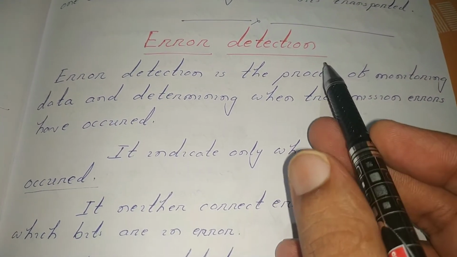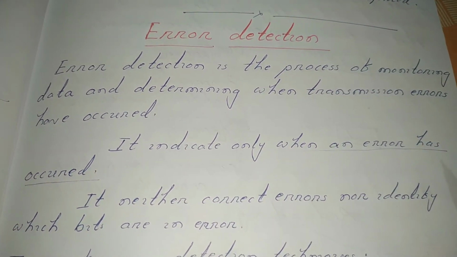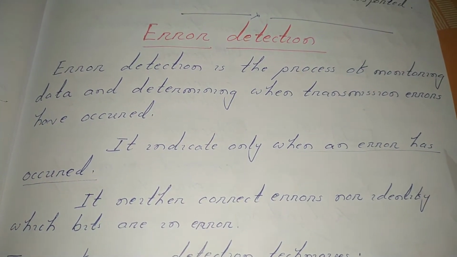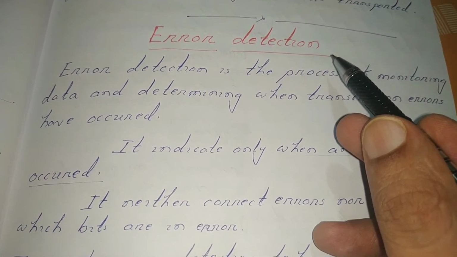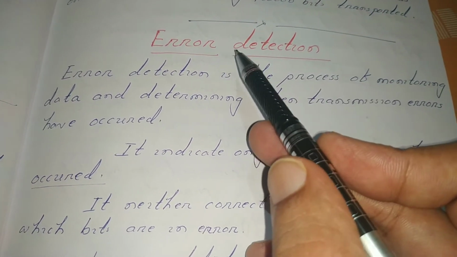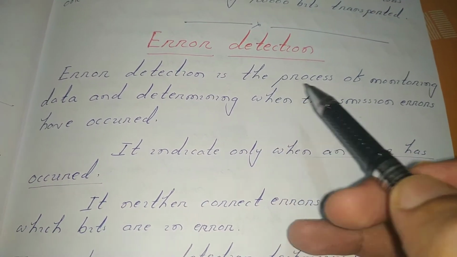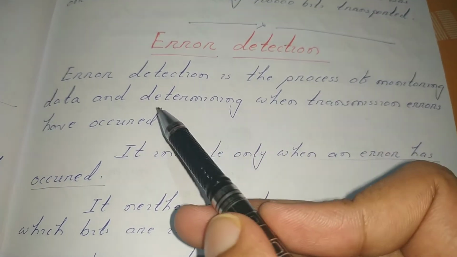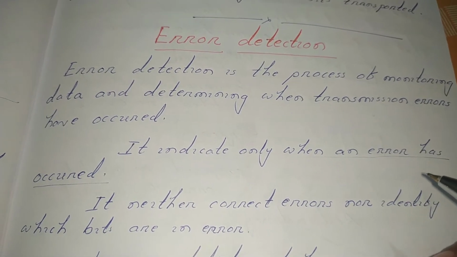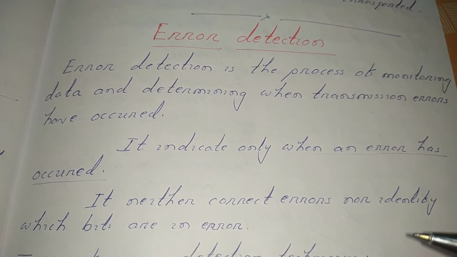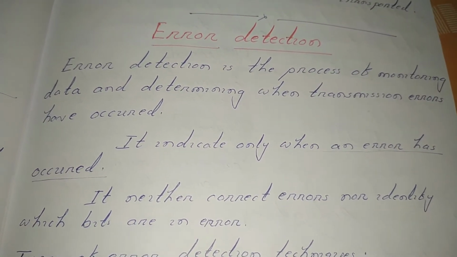So next topic is what? Error detection. Already I told you the error control is basically classified into two types: error detection and error correction. So error detection is one type of error control technique, and as the name suggests, it will detect the error. It will not correct the error. It will monitor the received data and determine whether there is any transmission error. It will neither correct the errors nor identify the bit position where the error has occurred.